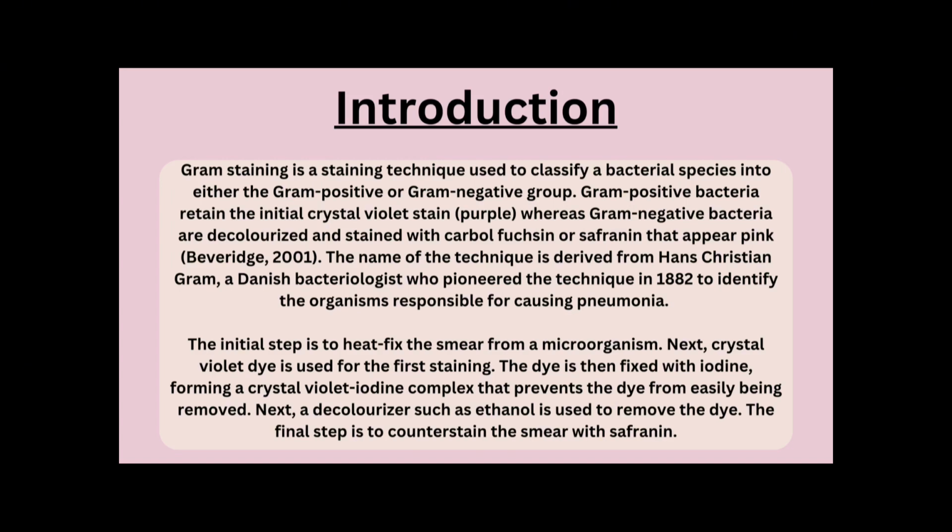The initial step is to heat fix the smear from a microorganism. Next, crystal violet dye is used for the first staining. The dye is then fixed with iodine, forming a crystal violet iodine complex that prevents the dye from easily being removed. Next, a decolorizer such as ethanol is used to remove the dye. The final step is to counterstain the smear with safranin.